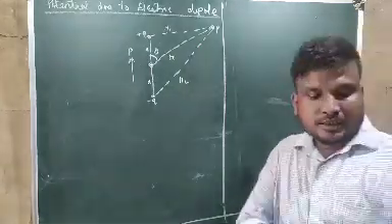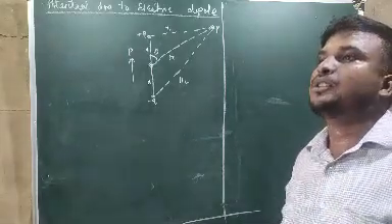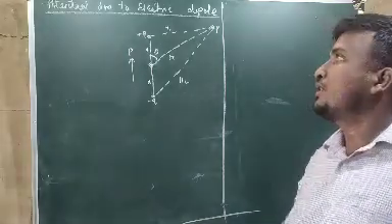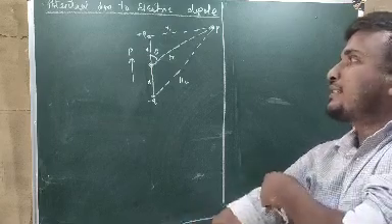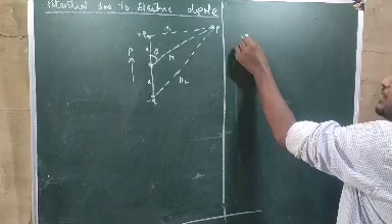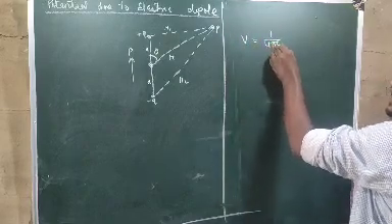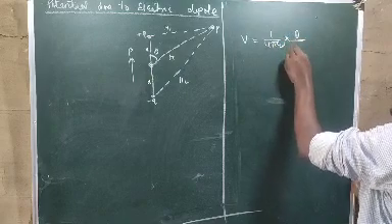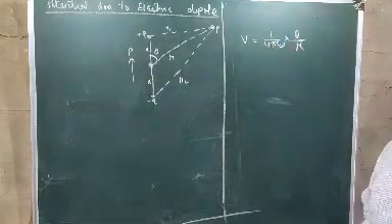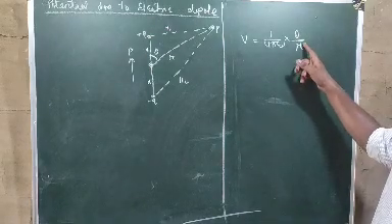Hello everyone. In this video we'll see the continuation of chapter 2 from the last video. So this is potential due to electric dipole. We have already discussed that potential due to a point charge is given by 1 by 4 pi epsilon naught multiplied by Q by R. Now you see here it is not in R square.